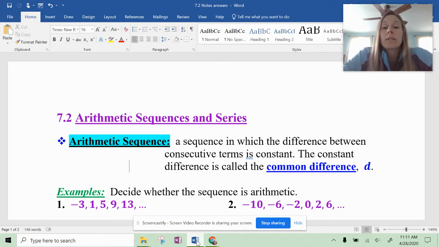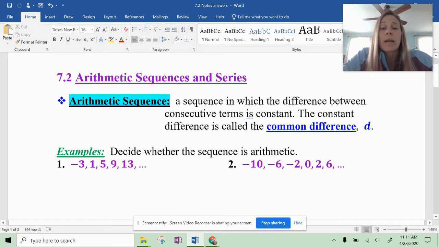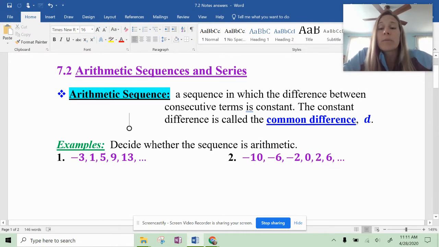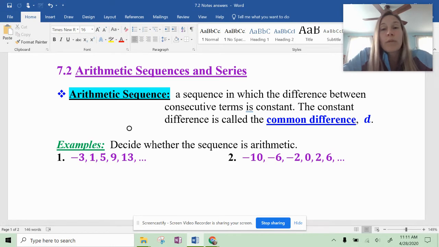and also arithmetic series. So the first thing is, as we mentioned yesterday, an arithmetic sequence is a sequence in which the difference between consecutive terms is constant. We almost referred to it like a slope yesterday, because it's going to make a rule that's similar to a linear equation. And the constant difference is called the common difference.